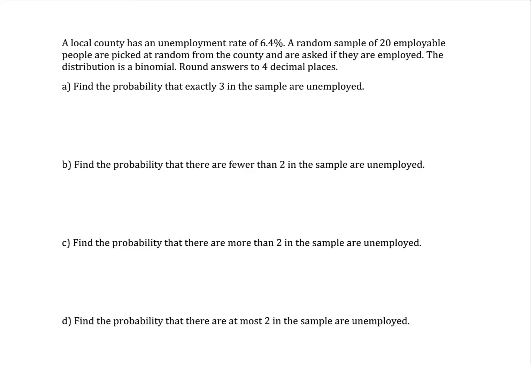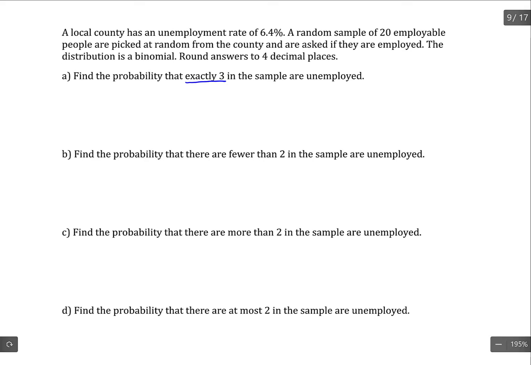So first we want to find the probability that exactly 3 in the sample are unemployed. Since we're using a binomial distribution, the functions that the calculator has available to us are binom CDF and binom PDF. Whenever we want to find exactly a certain number of items out of a group, binom PDF is the function that we will use. So binom PDF takes 3 inputs. Its inputs are n, p, and x. And we separate those by commas.